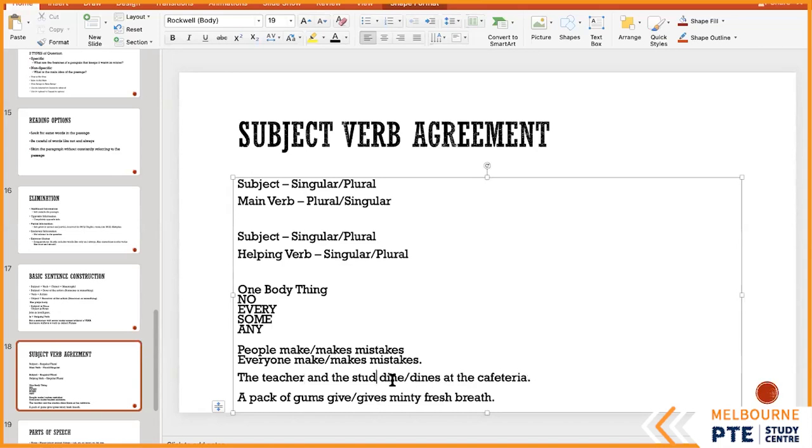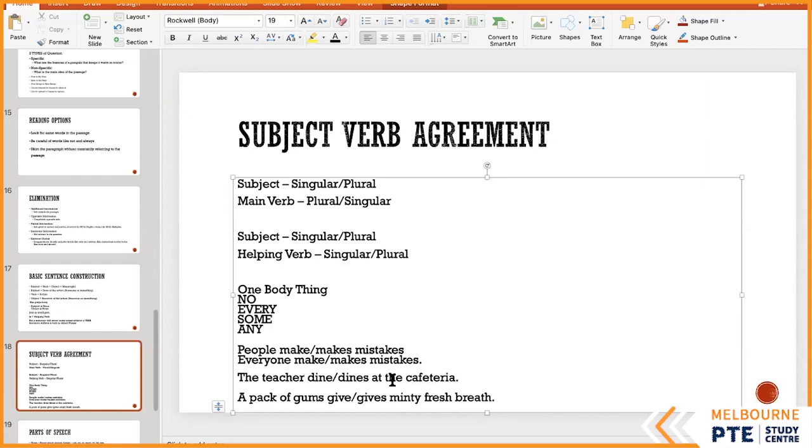If I take this out, what type of verb am I looking for? Singular or plural? Plural. That means I'm looking for plural words. That means S or ES must be in my word. Any word with S or ES is my only consideration.